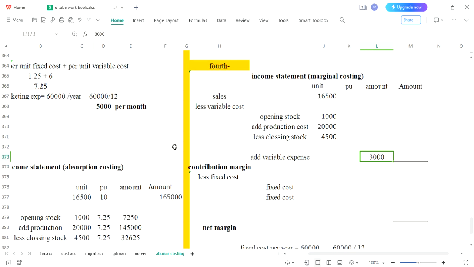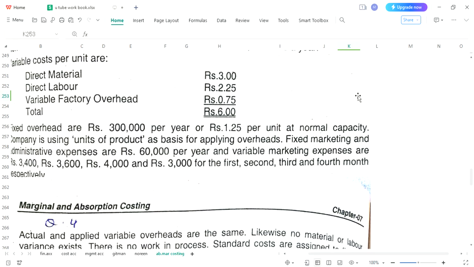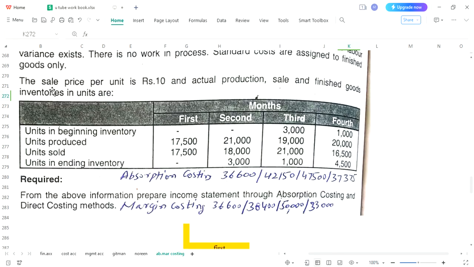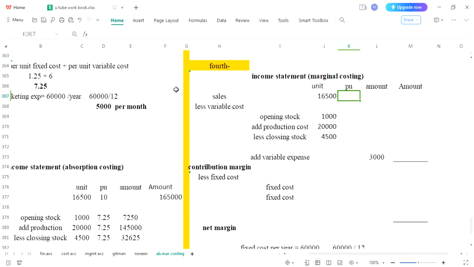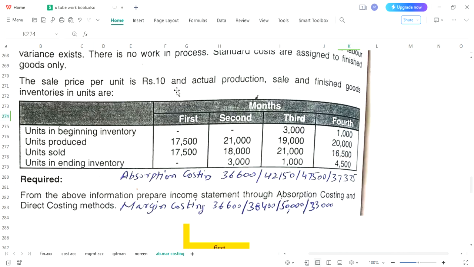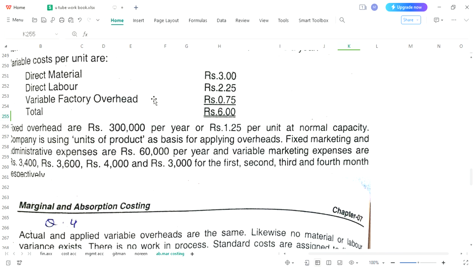It's time to see our per unit cost. In question, per unit cost is given, sale price as 10. So put over here. It's time to see variable cost per unit. For every part we have the same per unit. This is your variable cost, and per unit was given in the question, 6.